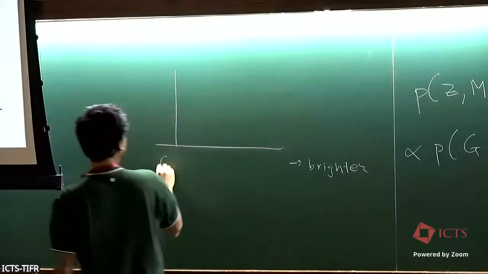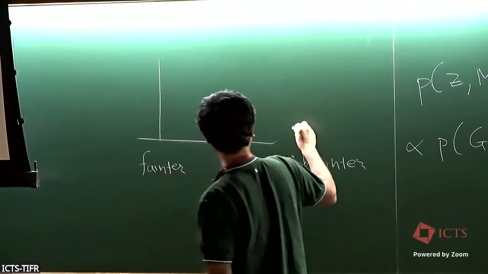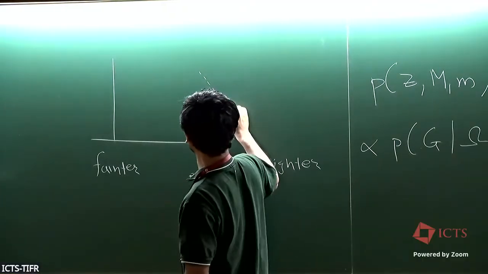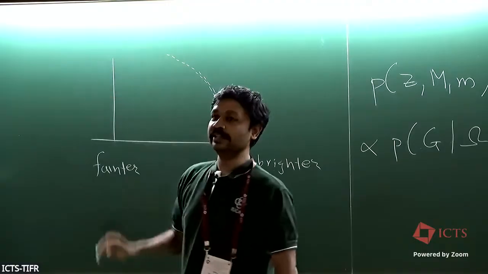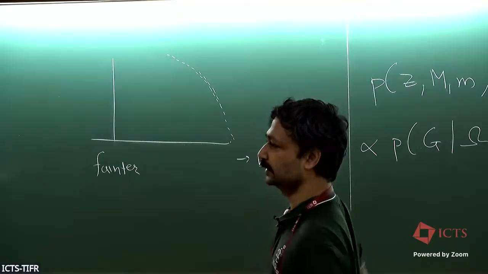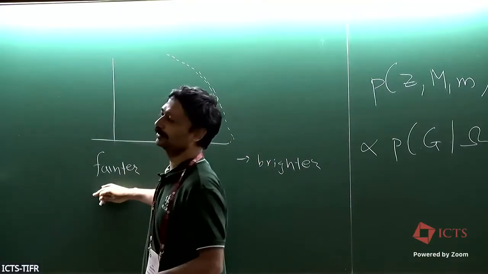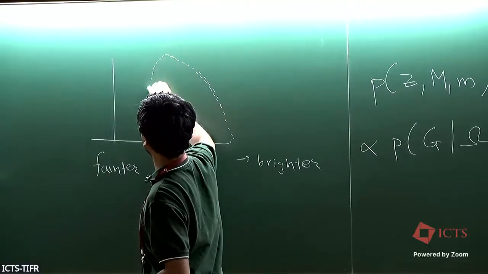Okay, and fainter is on this side. So there will be very few bright galaxies anyway. As you go to fainter and fainter objects, this should also keep on getting larger in principle, because there are many, many faint galaxies intrinsically in the universe. But then what happens is you start to not see these faint galaxies after a certain point. And so then this starts to go down.